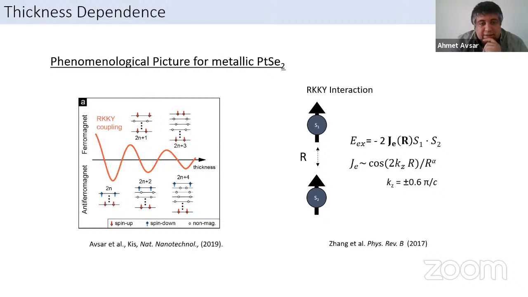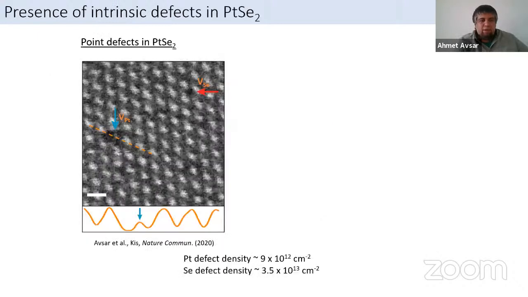So what it says is, as the thickness of the material is increasing, the strength of the magnetism is decreasing. But more interestingly, it shows that if you change just one layer, you can change the type of magnetic ordering from ferromagnet to antiferromagnet. So adding or removing one layer is sufficient to change the magnetic ordering in this material. And the question was, do we have this kind of defects in this material?